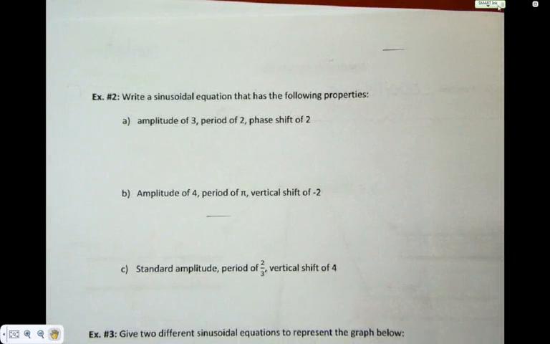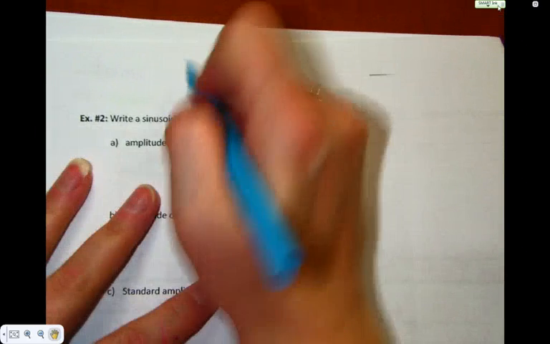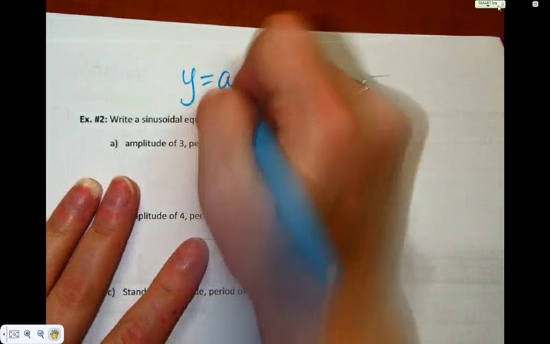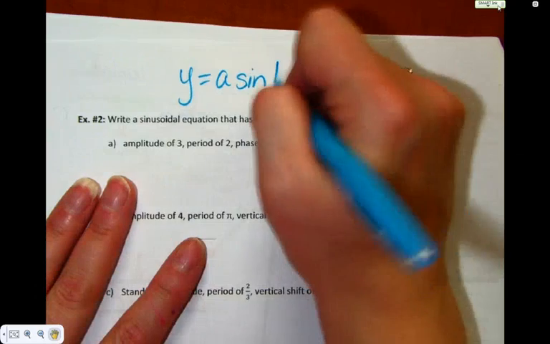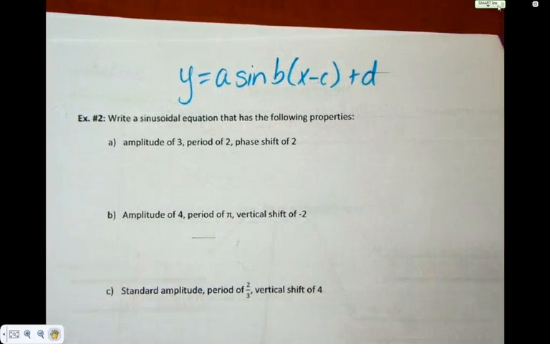Now we're going to do exactly the same but backwards. I've given you some properties. We're going to write a sinusoidal equation. So just so we don't have to flip back, I'm just going to throw it back on the top. Sinusoidal equations start with A, then sine or cos, B, x minus c, plus d.